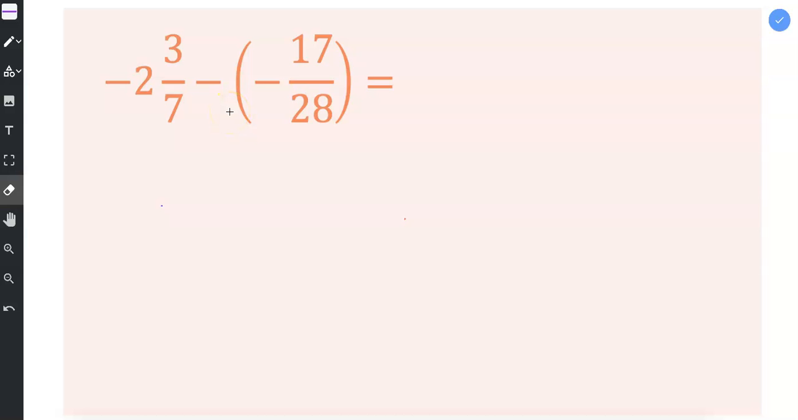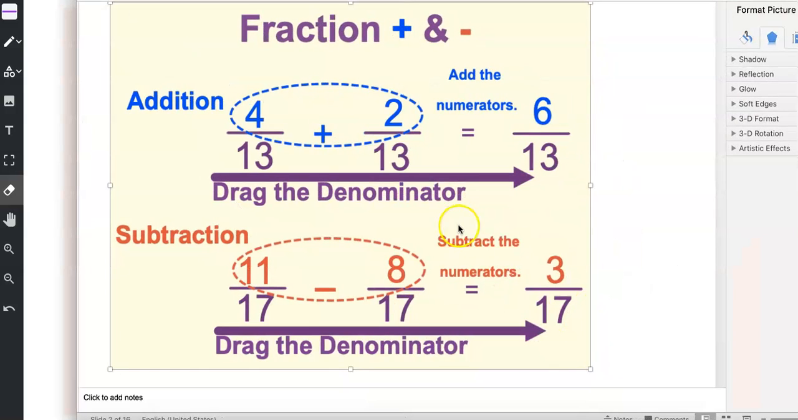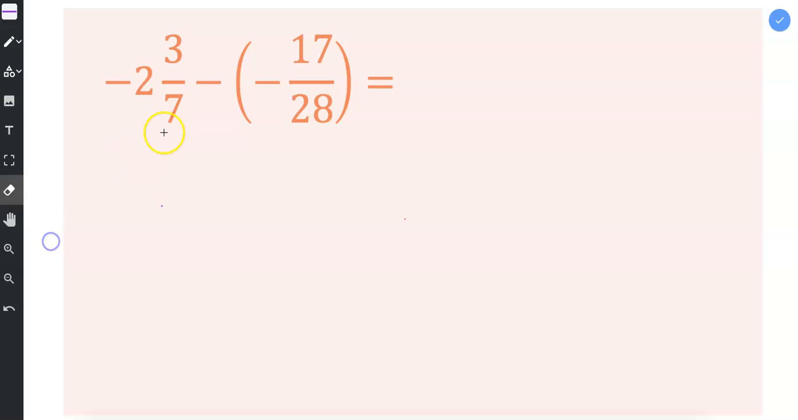The first thing that I notice about this problem is that the denominators are different. When we're adding and subtracting fractions, we need to make sure that the denominators are the same before we can combine them. And then we focus on the numerators. We add the numerators here and get 6. We subtract the numerators here and get 3, but the denominator stays the same. So that's what I'm going to work on first, is getting the same denominator.